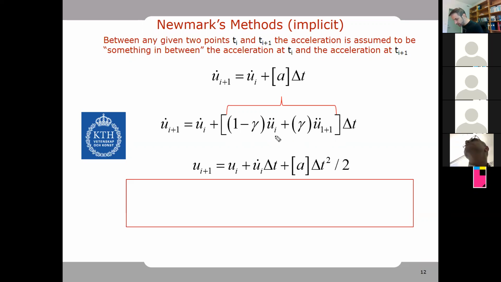This is the acceleration at the previous time step. So the acceleration that we already know, that we have already calculated. And this is the acceleration at the new time step. So the acceleration of the unknown point that we're trying to calculate.